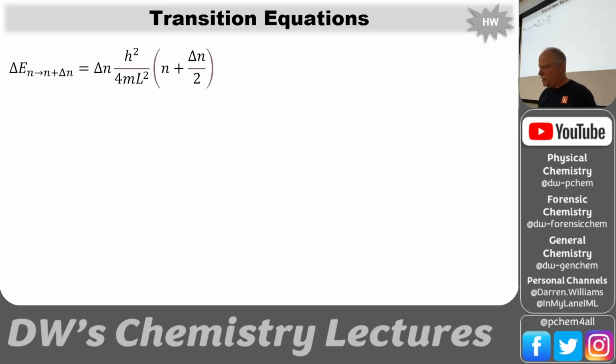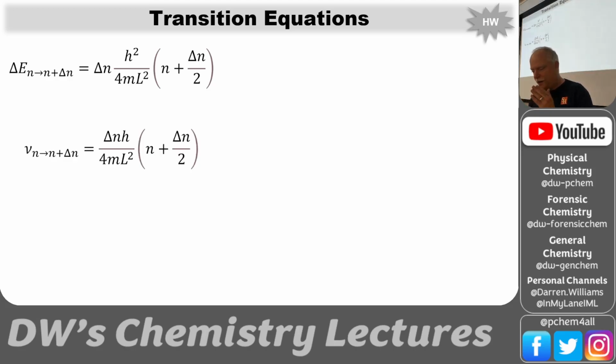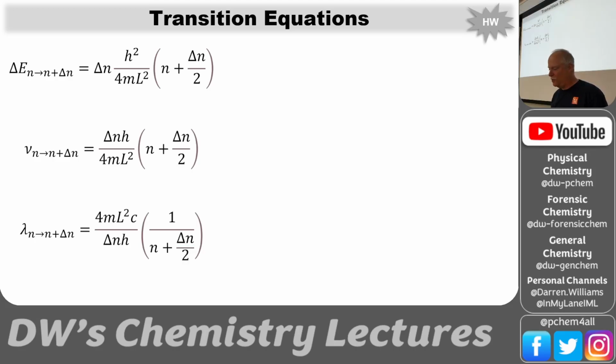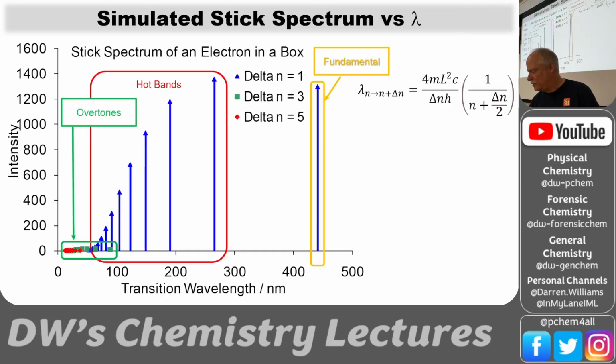So the transition equations is what I was just talking about for the x-axis, or I keep saying x, but I mean to say horizontal axis. I don't want to confuse the x of the particle in a box with the x-axis of the spectrum. So I'm trying to be precise. The horizontal axis of the spectrum is the transition equation. You could do it in terms of energy, frequency, or wavelength. Okay? And these are the general equations using delta n's. And so here is what we call a stick spectrum.